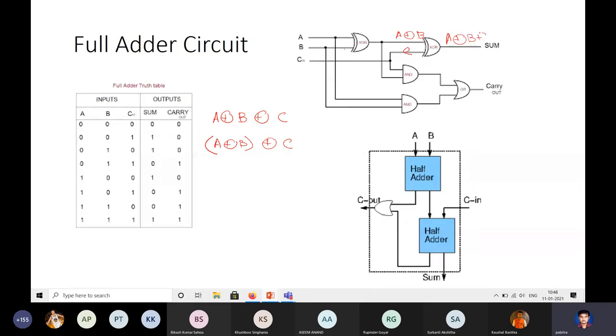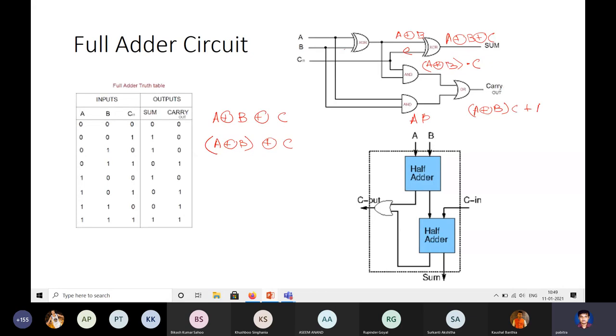And let's look at this. What is this? Is this correct? Okay, all right. So this actually you can write it like this. This is A XOR B dot C, and this is AB. So this is A XOR B C plus AB.